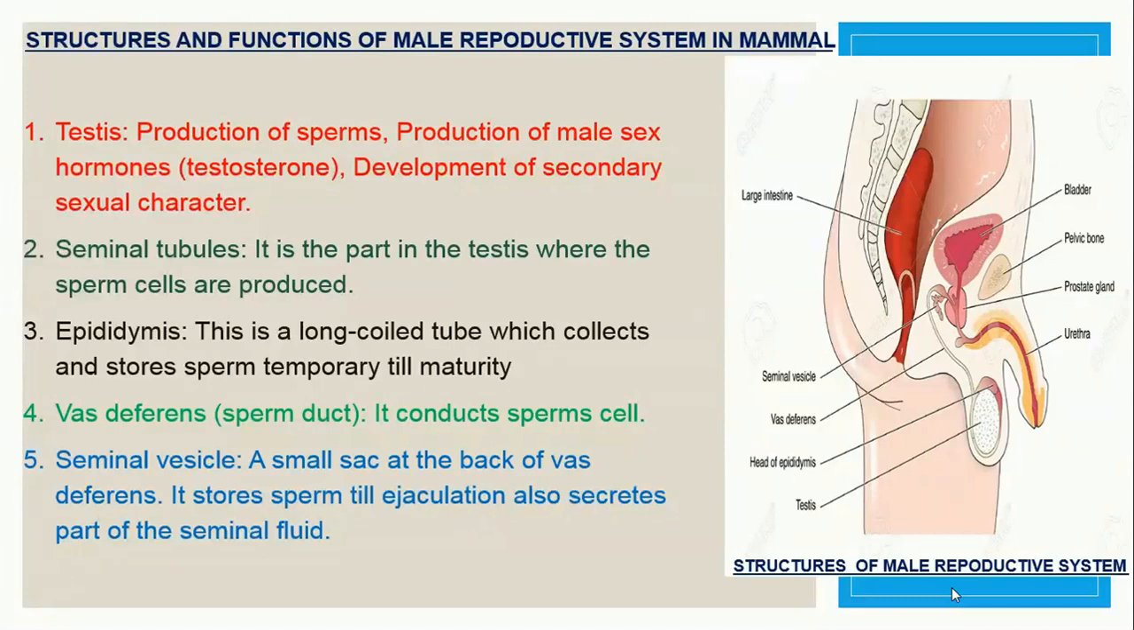Now let's look for the vas deferens. Yes, it's also known as the sperm duct. It actually conducts sperm cell from the testes up and out of the male reproductive system. Then 5, seminal vesicle is a small sac at the back of the vas deferens. Its own function is that it stores the sperm till ejaculation. It also secretes part of the seminal fluid.